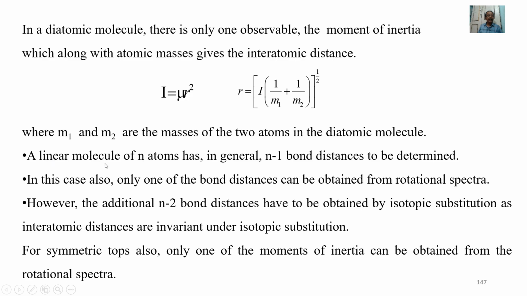A linear molecule of n atoms has in general n minus 1 bond distances to be determined. For example, when you take two atoms in a diatomic molecule, there will be one bond.